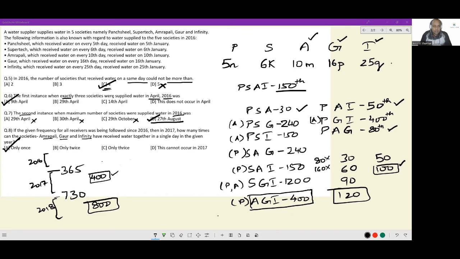And that is, 365 is not exactly correct. This should be 366 because 2016, then this will be 731. But then it doesn't really impact our answer too much. Our answer remains the same. And that is the entirety of the set.